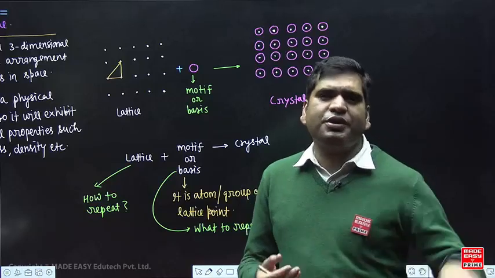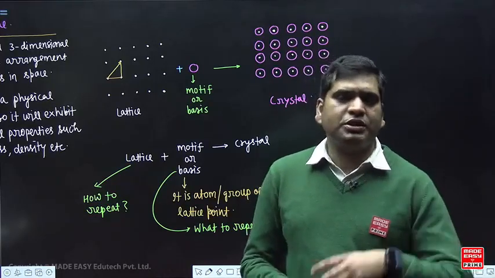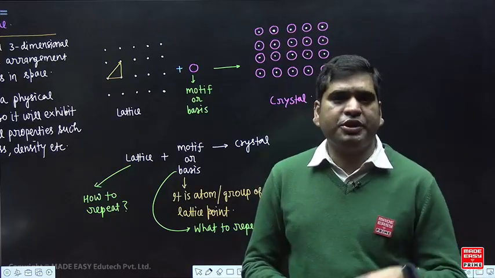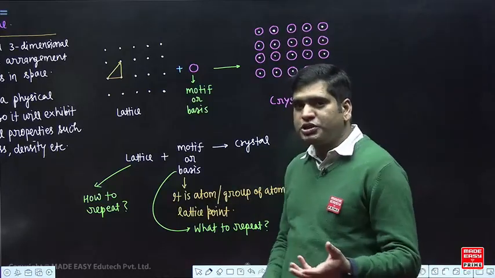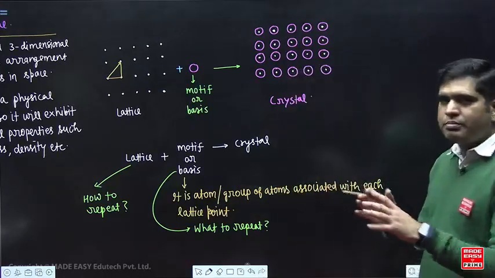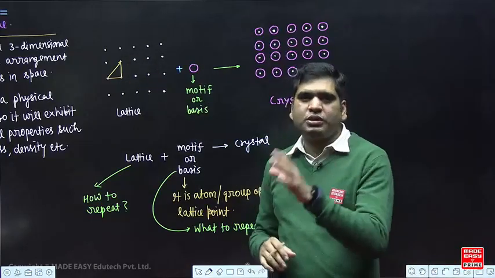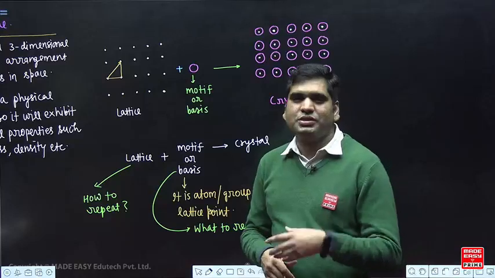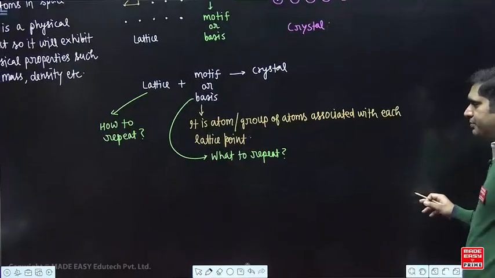So it depends upon the internal arrangement of the atoms, the internal property of the material, whether we want to repeat the atoms or a group of atoms. That atom or group of atoms is known as motif or basis. When you combine these two, meaning the motif is superimposed on each lattice point, then it results in a crystal. Crystal is your crystalline material, right? Let us go for the next point.